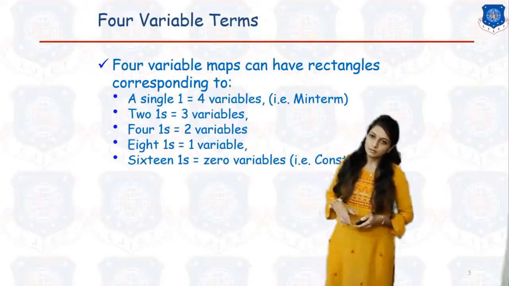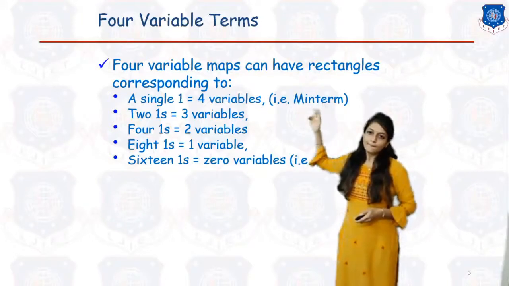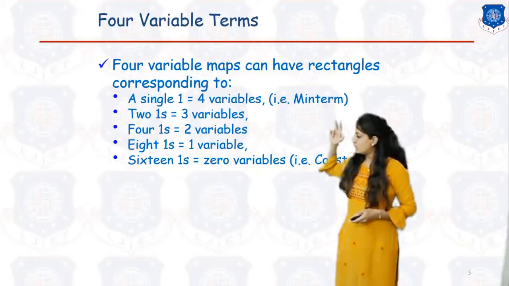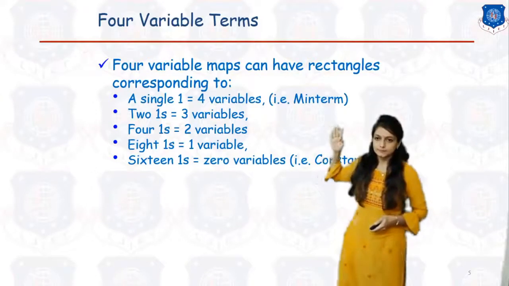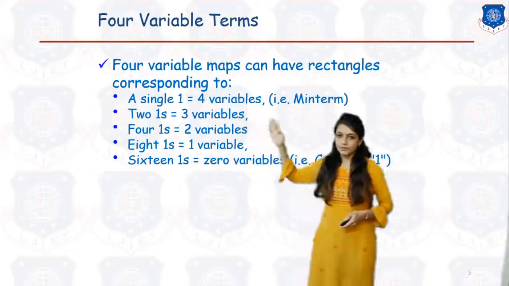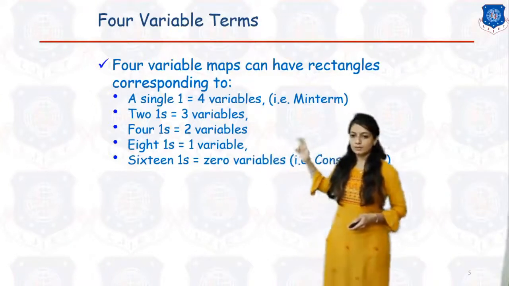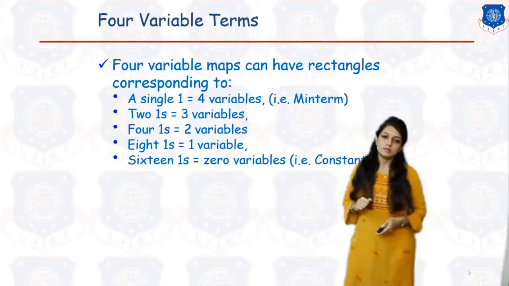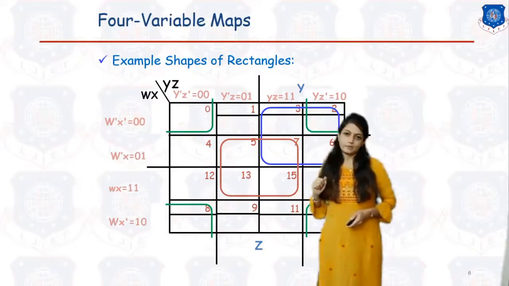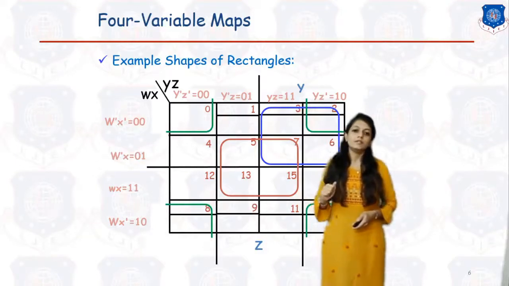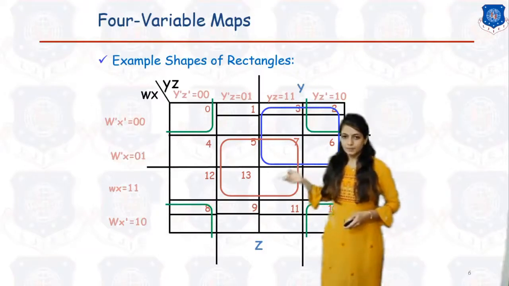So 4 variable terms which are having rectangles: if a single one is there, we need to represent it with all 4 variables, a 4 variable term. 2 ones, 3 variables; 4 ones, 2 variables; 8 ones, 1 variable; 16 ones, that means 0 variables. So in a 4 variable map, if we need to reduce the Boolean function, let us take one example.